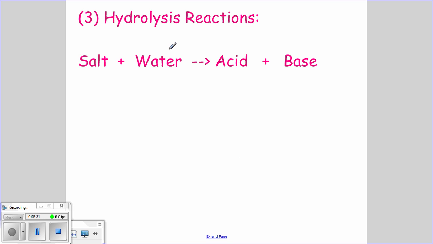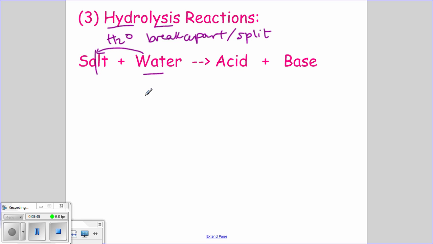Alright, the last reaction we'll talk about is hydrolysis. Hydro means water, lysis means to break apart or split. So water is doing the breaking apart. Water is going to take this salt and divide it and do the double replacement reaction with that. So in this case, we have cation, anion.